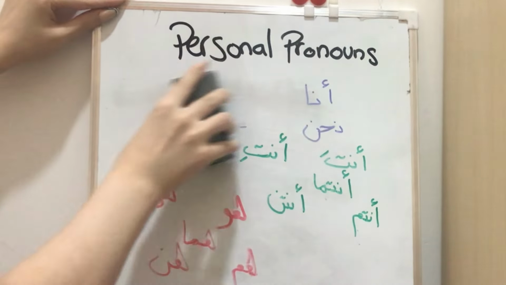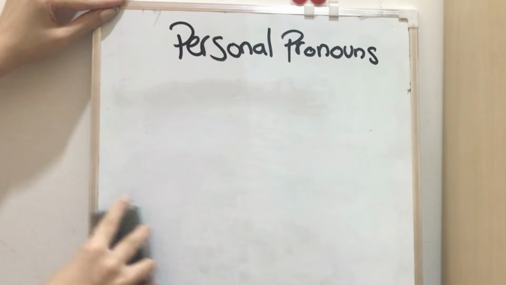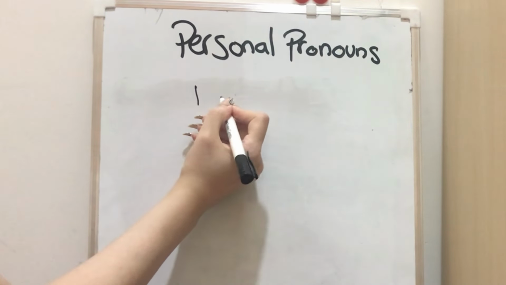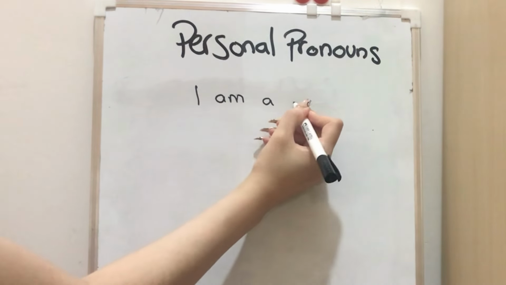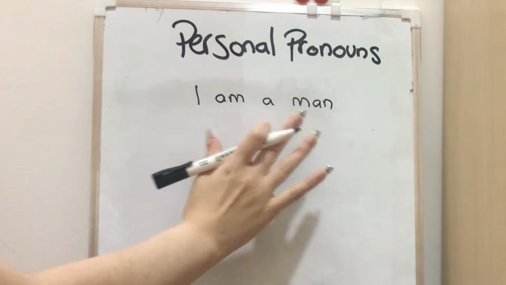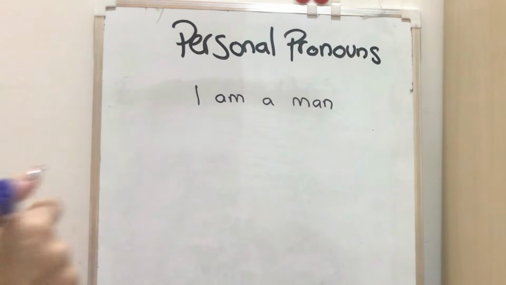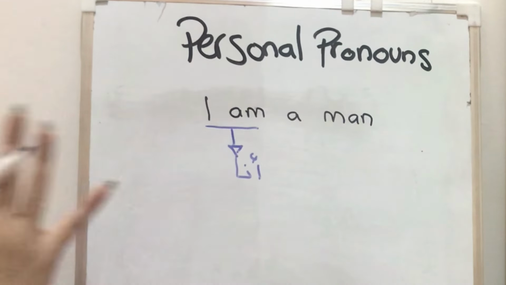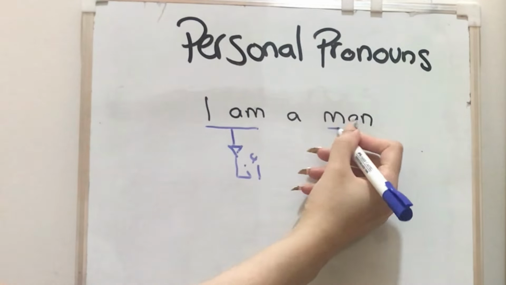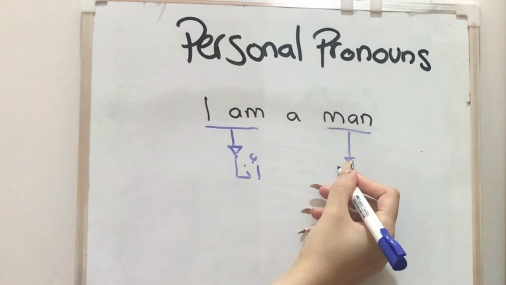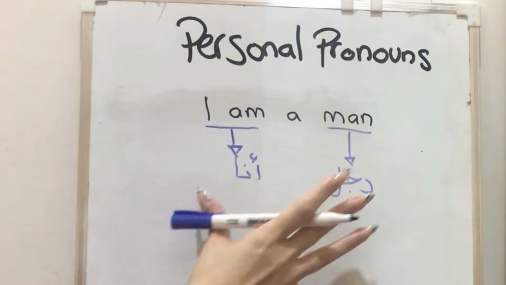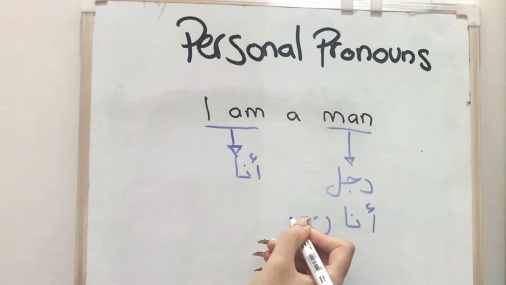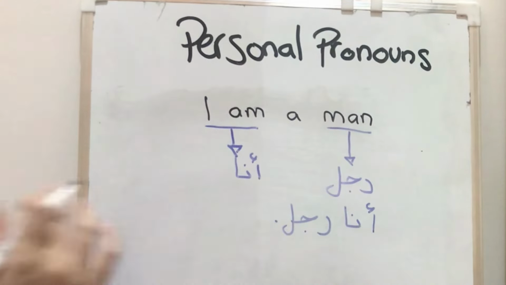Let's use what we have learned to create some sentences. Let's try and create this sentence in Arabic: I am a man. I already told you that I is Anna, man is Rajul. I am a man: أنا رجل.